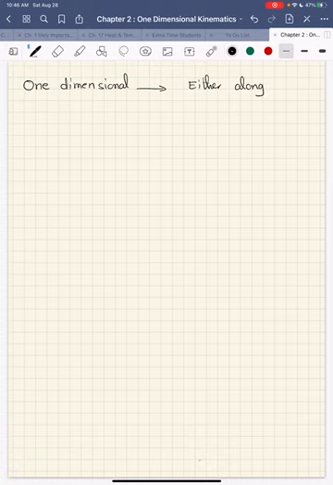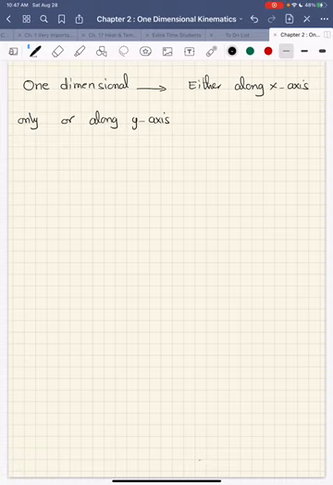This recording is going to take you through chapter 2, which is called one-dimensional kinematics. When I say one-dimensional, I am talking about motion that occurs either along the x-axis only or along the y-axis only, not with the two together. When the x and y are together, we call it two-dimensional.